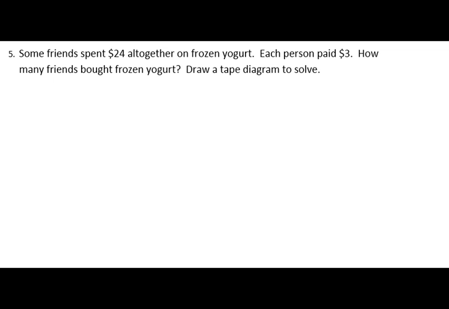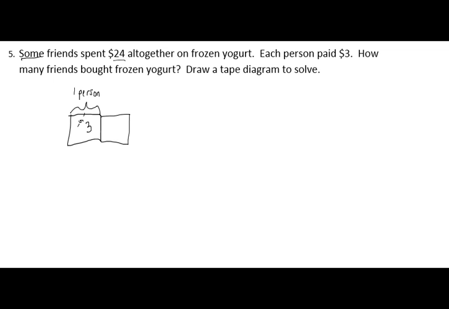Let's look at another question. This one says, some friends spent $24 altogether on frozen yogurt. Each person paid $3. How many friends bought frozen yogurt? Well, we know that we have some friends, but we don't know how many. I do know that if I draw 1 unit of my tape diagram, that would represent 1 person. And that person spent $3 on the frozen yogurt. I will just continue adding the units until I've used up the $24 that they spent altogether.